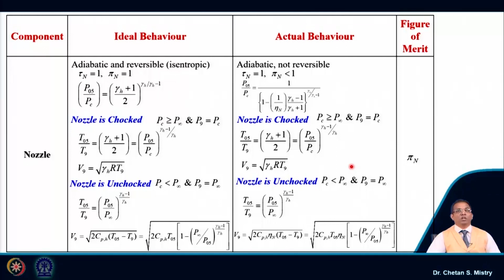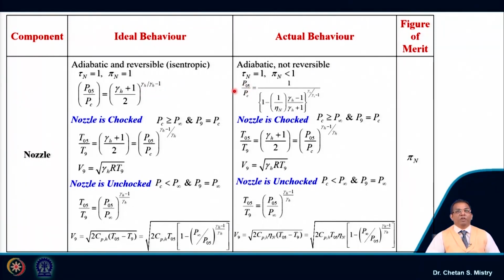Now, for the nozzle we have a different kind of scenario, where we assume the flow to be isentropic, and we considered the nozzle pressure ratio, which is obtained by calculating the critical pressure ratio.